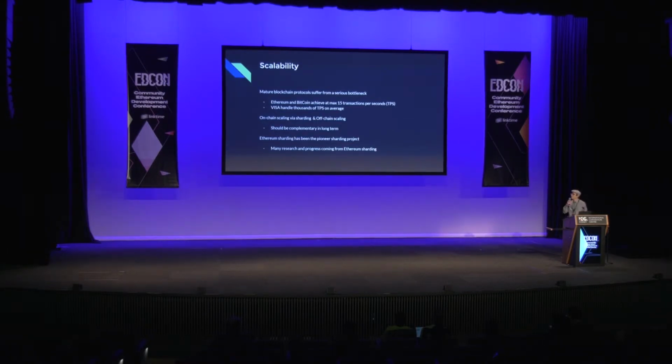As Vitalik said, scalability is the single most important technical challenge that we have to solve if we want to reach mass adoption for blockchain. Today, Ethereum and Bitcoin can achieve a maximum of 15 transactions per second, while a worldwide system like Visa can go to thousands of transactions per second. So I guess you are more or less all well aware of that issue.